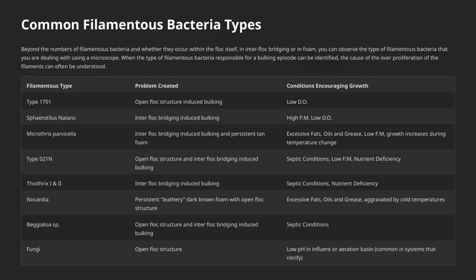Let's take a closer look at some common types of filamentous bacteria and how we can identify them under the microscope. Beyond just counting how many filaments, there's noting whether they're in the flock, between flocks, or in foam. Identifying the specific type of filamentous bacteria can really help us understand what's causing a bulking event. When we know which bacteria are involved, it often points directly to the underlying cause of the overgrowth.